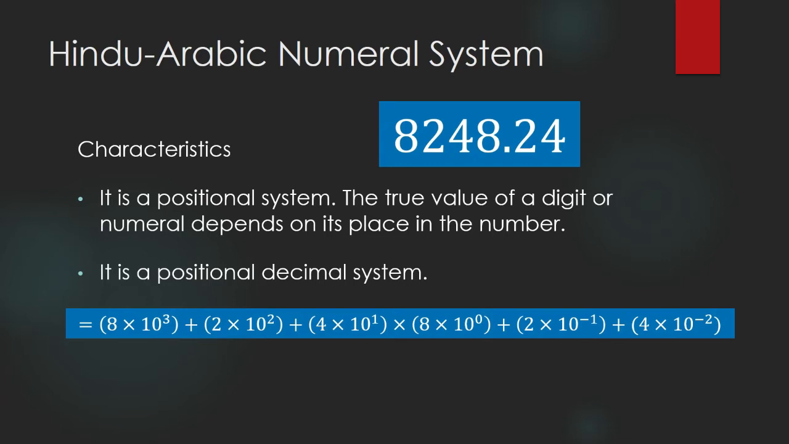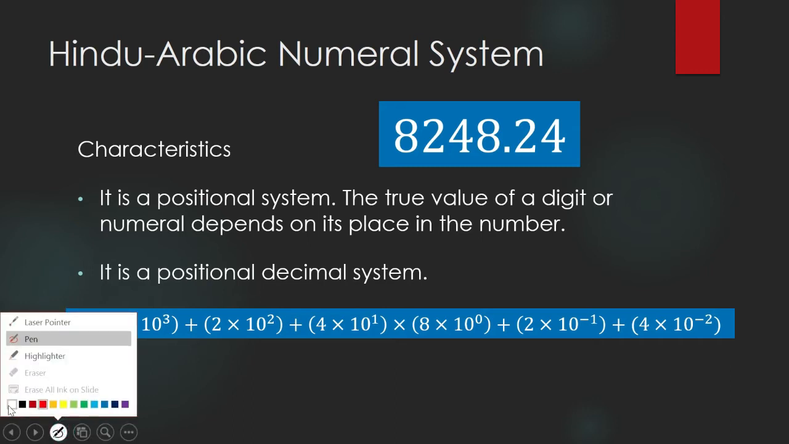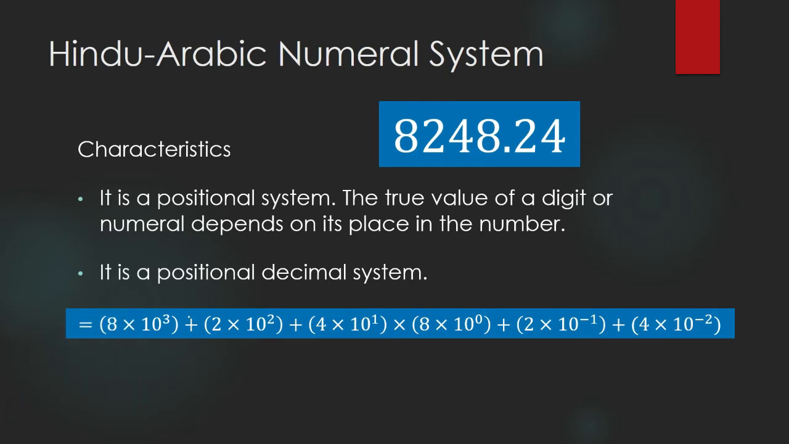So where is 10 here? In this number, 8,248.24, where is 10? The 8 there stands for 8,000, and the reason it's 8,000 is because it came from 8 times 10 cubed. 10 cubed is 1,000, so 8 times 10 cubed is 8,000. Plus 2 times 10 squared. 10 squared is 100, so 2 times 100 is 200. Plus 4 times 10, that's 40. Plus 10 to the 0 is 1, so this is just 8 times 1, which is 8.